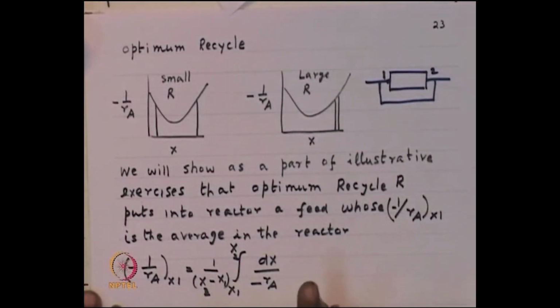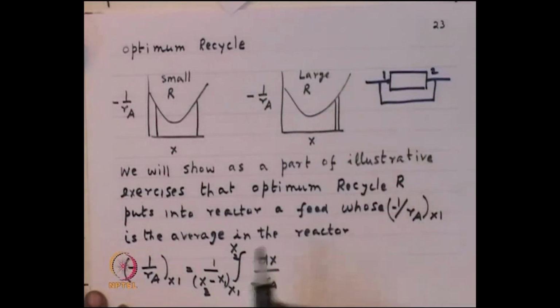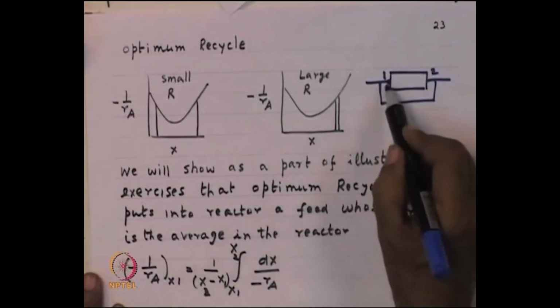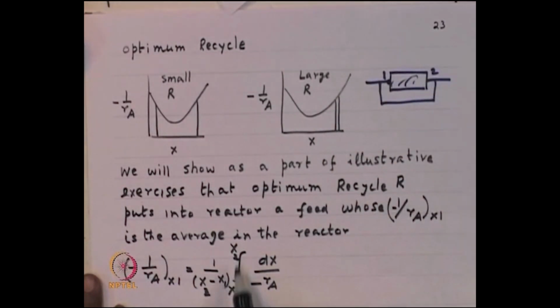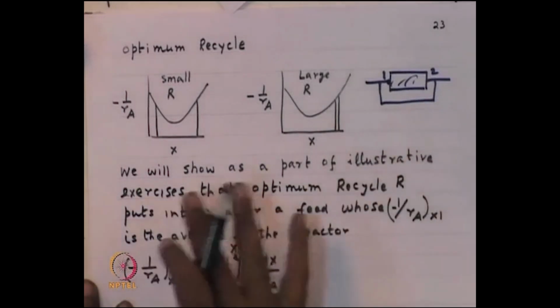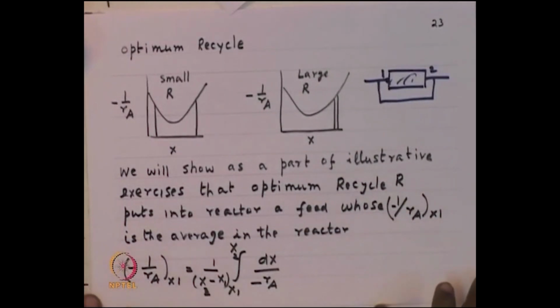The optimum recycle puts into the reactor a feed whose 1 by R A at x 1 is the mean in the range x 1 to x 2. We will show this mathematically also, but since it takes a little while, I put it as an exercise. I have not shown it here, but we will do it as we go along.